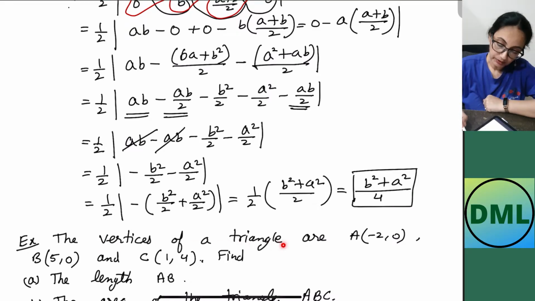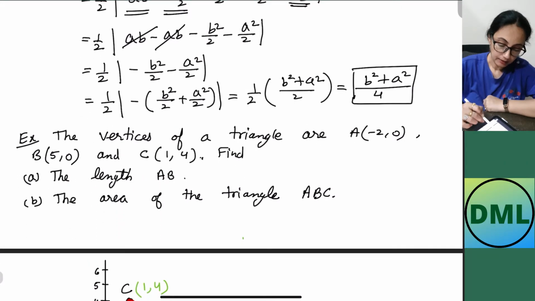The vertices of the triangle are A (-2, 0), B (5, 0) and C (1, 4). Find, first, the length AB. Second, the area of the triangle ABC.